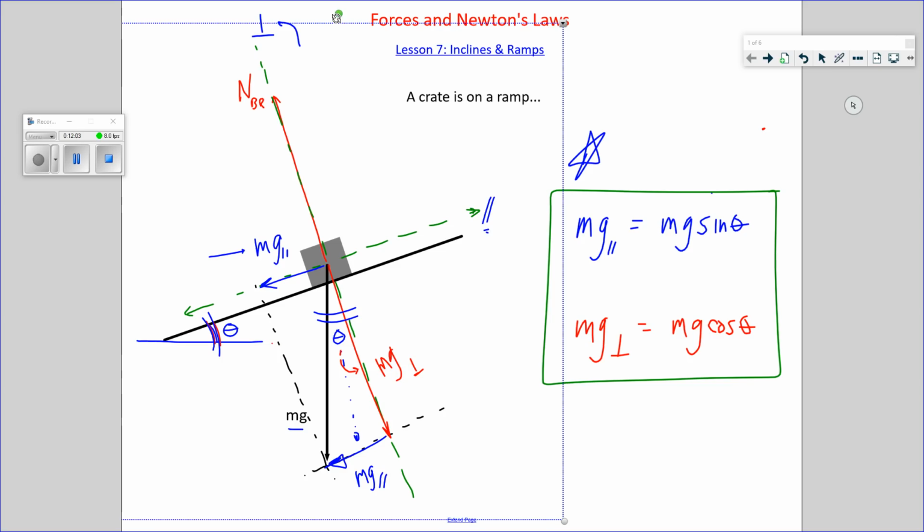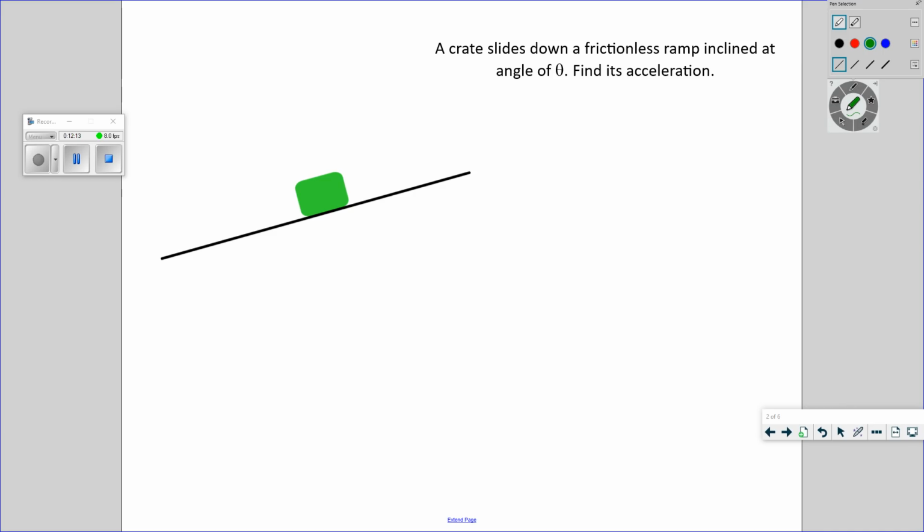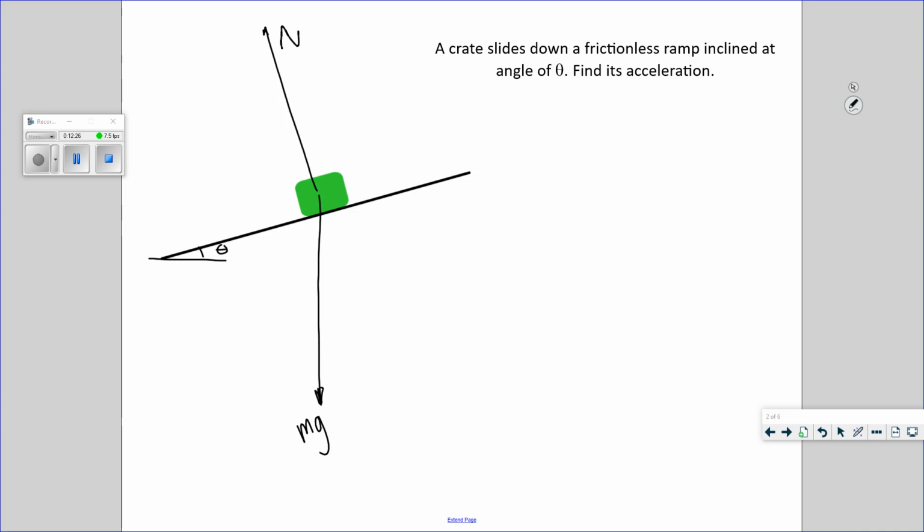Okay, so here's a couple of applications. An object slides down a frictionless ramp, inclined at angle theta. Find its acceleration. Okay, so start with a good free body diagram. I really like to draw free body diagrams big when I do incline stuff. It helps me justify that if there's theta, there's N, frictionless, slides, that's it. Those are all the forces.